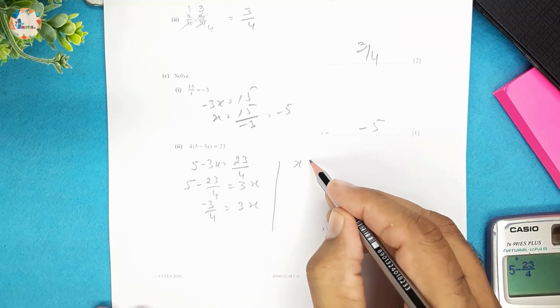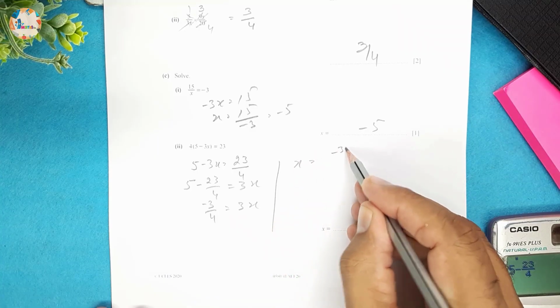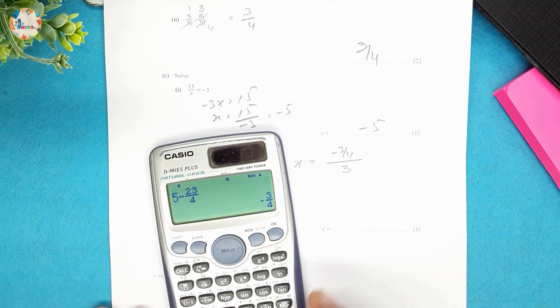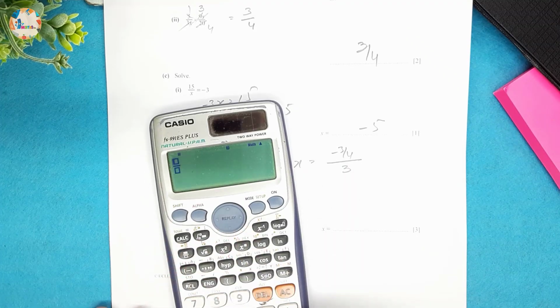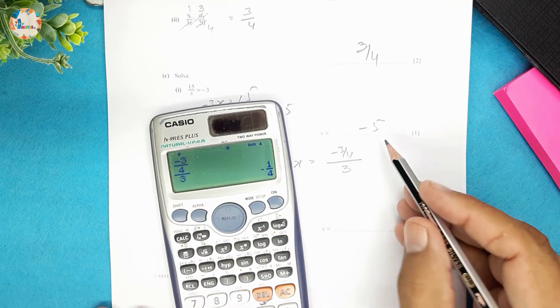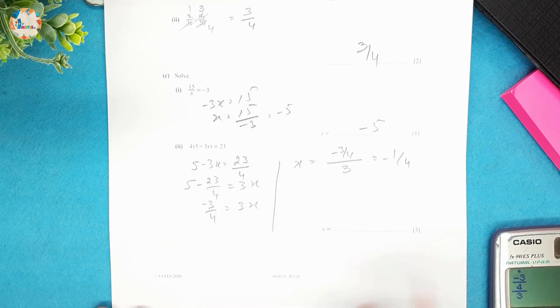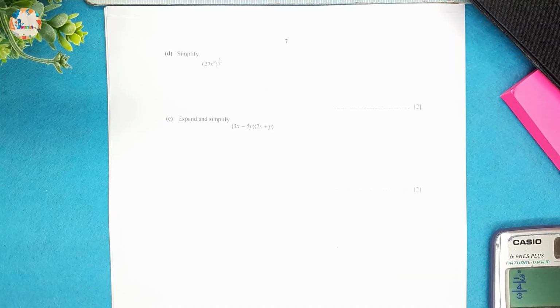So this implies x will be equal to minus 3 over 4 over 3, and we can find this one. So fraction over a fraction, this will be minus 3 over 4 and over will be 3, and this will be equal to minus 1 over 4. So our answer will be minus 1 by 4. Hopefully you understood this.